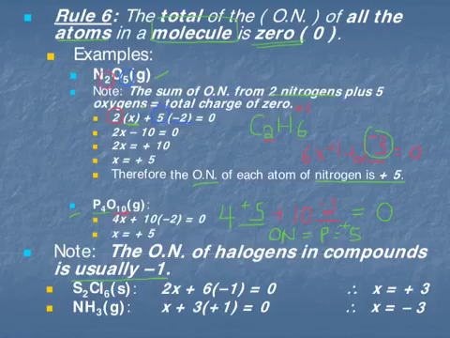And then we have a couple more examples here. S2Cl6. We know chlorine has an oxidation number of minus 1, but there are 6 of those atoms. We have 2 sulfurs carrying an unknown oxidation number. Solving for x, we find that the oxidation number of sulfur in this case is plus 3. And the last example, ammonia: we have 1 atom of nitrogen and 3 atoms of hydrogen. We know hydrogen is plus 1, therefore x, the oxidation number of nitrogen, must be minus 3, so that the entire molecule has an oxidation number of 0.